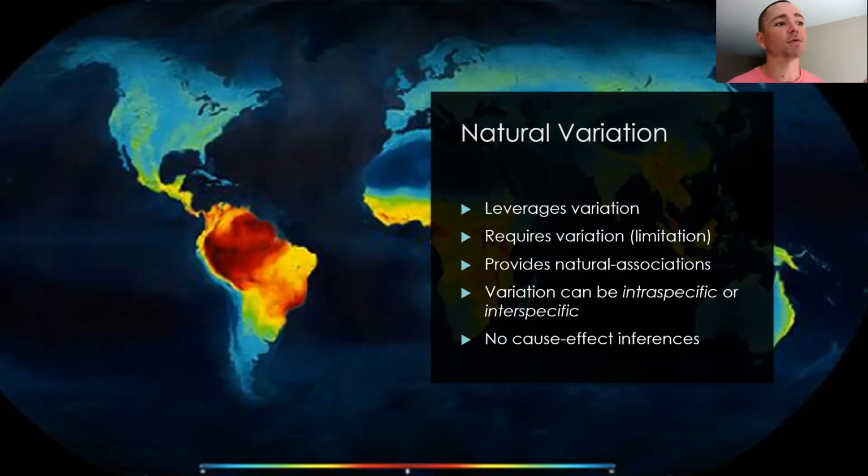And the same thing happens for interspecific comparisons. So intraspecific, by the way, means within a species. Interspecific means between species. The problem with all this natural variation approach is that it's not an experiment.